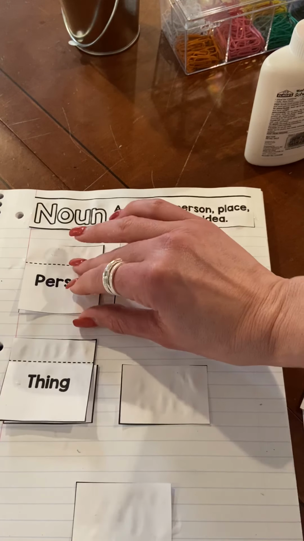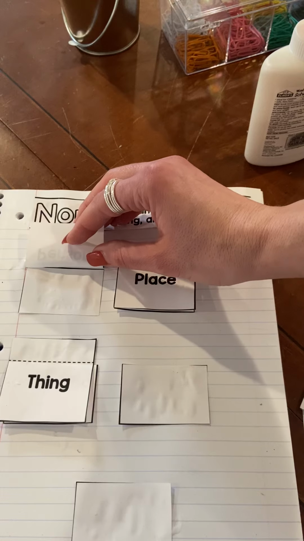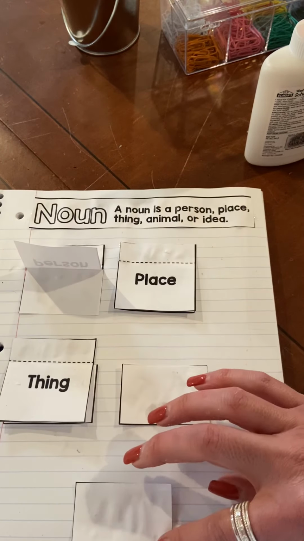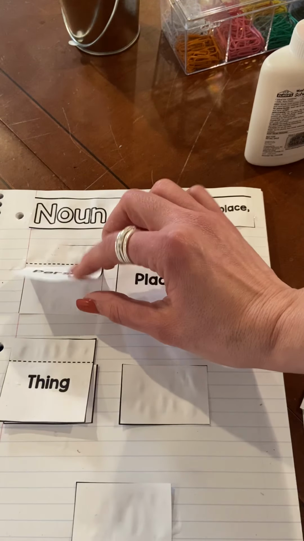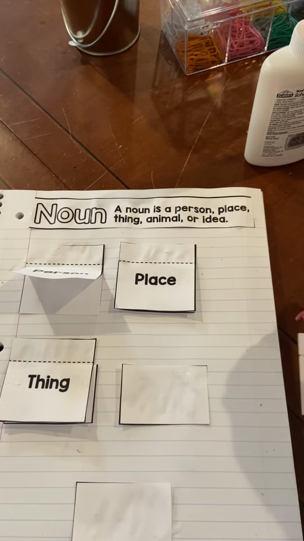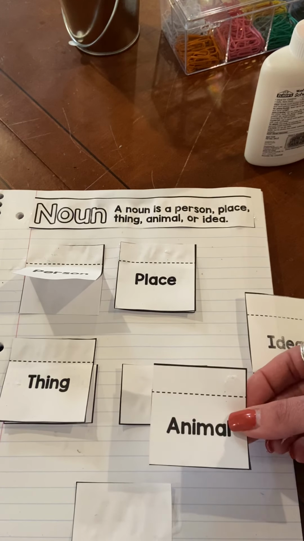Then I glued the 5 blank rectangles down right here, okay? And then I went back and I'm adding the person, place, thing, animal, and idea on top of that. So I already did 3 of them. I'll show you how I'm going to do these last 2.